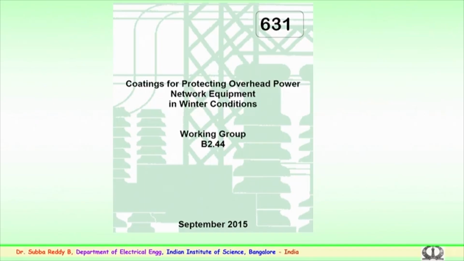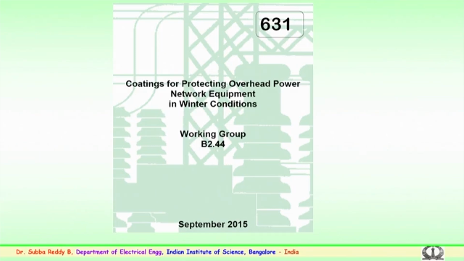So, there are prescribed methods and standards which have originated, which have recently been discussed in several CIGRE working groups. One among them is B2.44 which looks into this aspect. The CIGRE reference 631, which gives the coatings for protection of overhead power network, is a very important subject for the utility engineers and also the transmission people who are working in transmission networks.